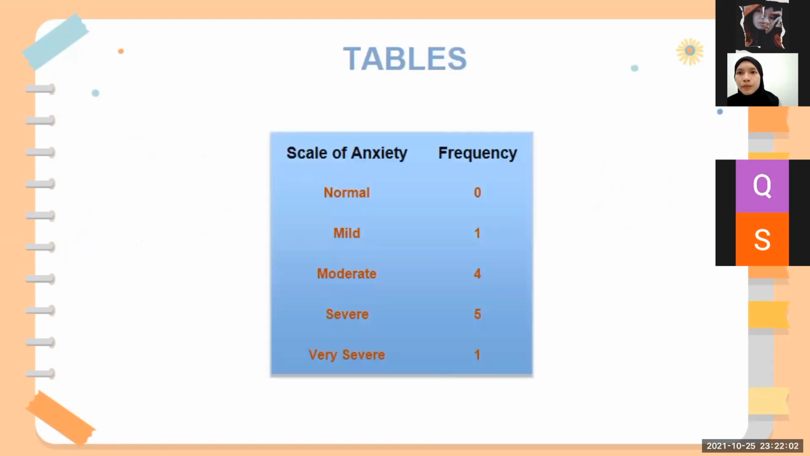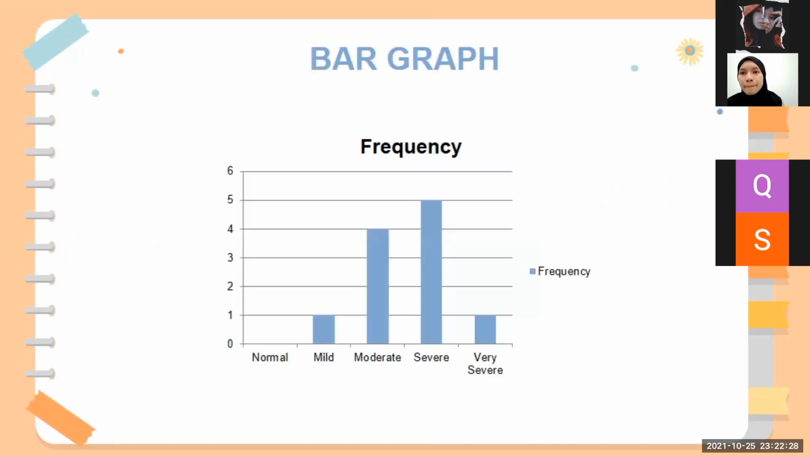Next. So here is the table. We can summarize our data by using measures of frequency, here using tables. The scales of anxiety: normal is 0, mild is 1, moderate is 4 in frequency, and so on. Next. The next is using a bar graph. Here is an example of a bar graph based on our data. Okay, next.